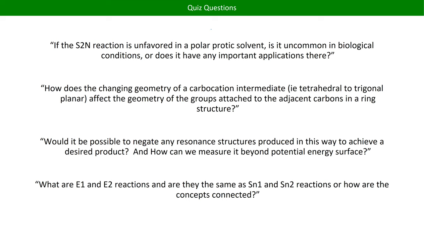So quiz questions, since they're all relevant, we'll go through these real quick. If SN2 is unfavored in polar protic solvent, is it uncommon in biological conditions? Or does it have important applications?